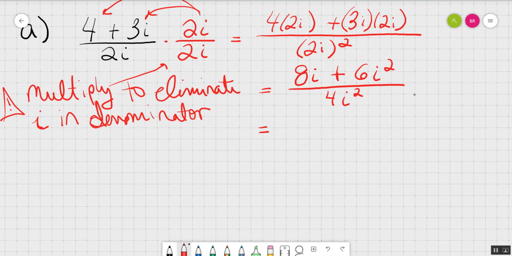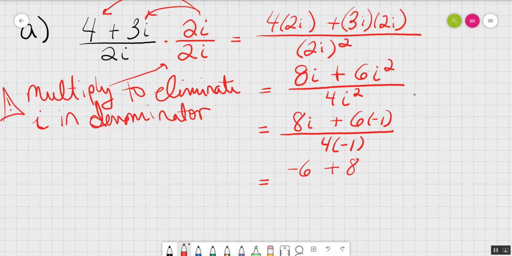Okay, so for my numerator, 8i isn't going to get any different, but 6 times i squared, hopefully you remember i squared is negative 1. I'm going to have to fix that. And in the denominator, I'll get 4 times negative 1 as well, because I have an i squared. So I'm going to rearrange this. 6 times 1 will give me a negative 6. I'm writing this in a plus bi form, all over negative 4.